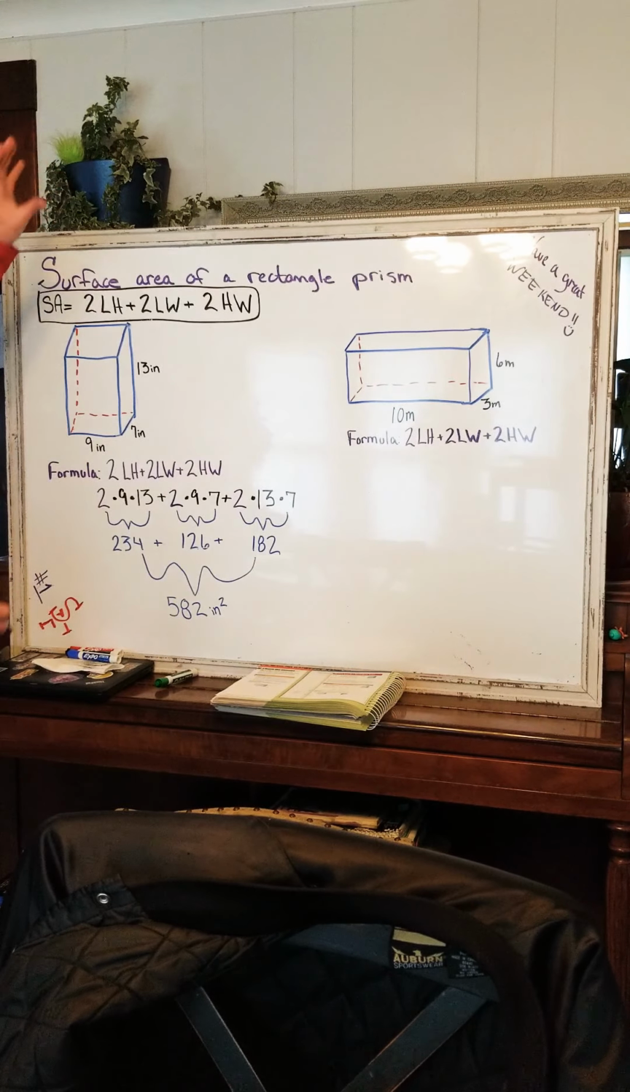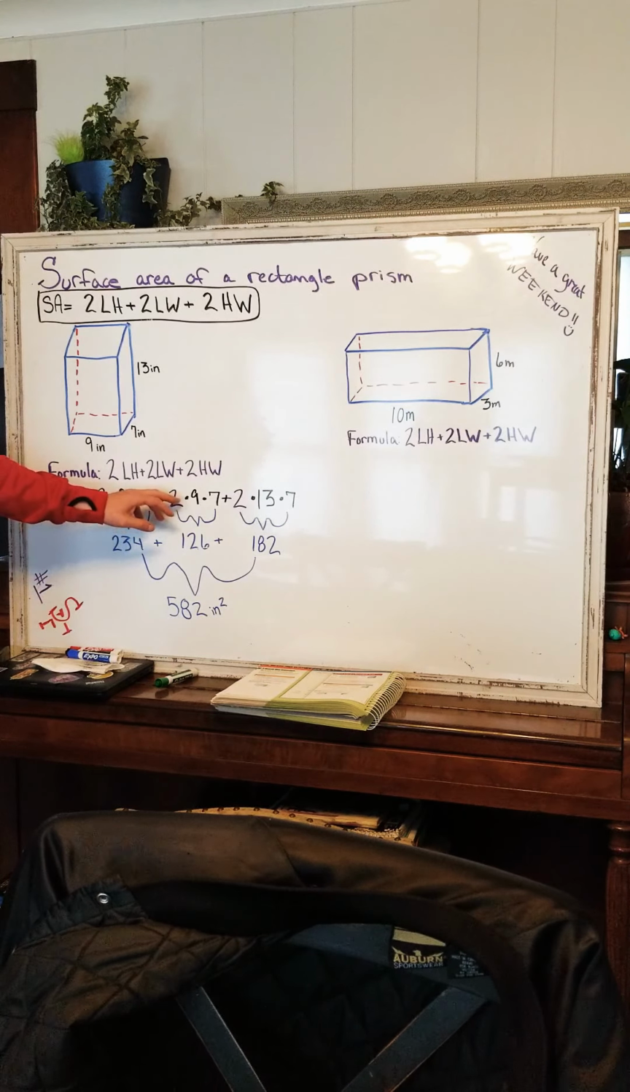All we're going to do is take the numbers that we're given and fill them in for all the variables. So we have 2 times the length, which is 9, times the height, which is 13, plus 2 times the length, which is 9 again, times 7, which is the width, and then plus 2 times the height times the width. When we're doing these, you want to make sure you multiply these, and then you're going to add that chunk together.